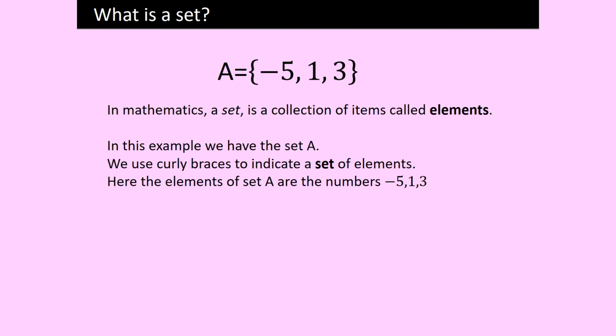So in mathematics, a set is a collection of items called elements. So in this set, we have the set A. We use these curly brackets to indicate a set of elements. And here, in our example, the elements of set A are the numbers -5, 1, and 3.